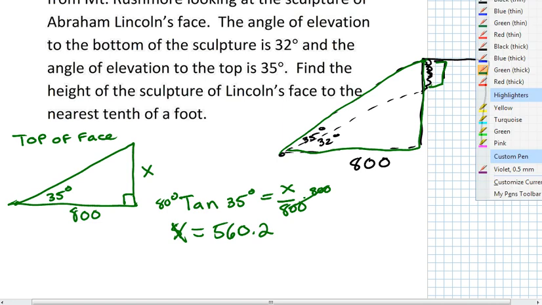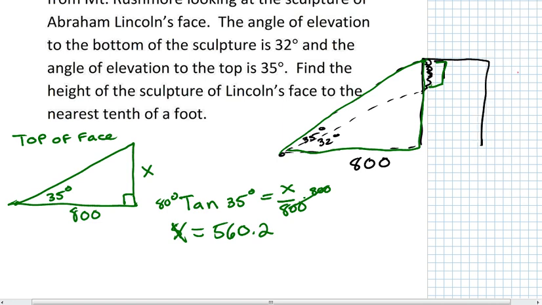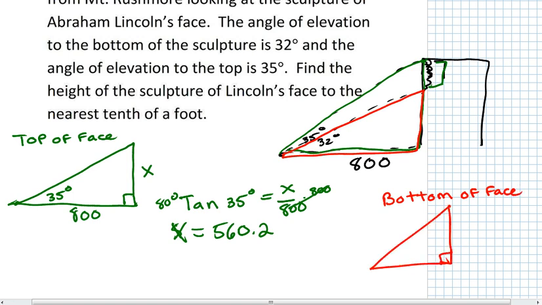But then you also have the triangle that's made to the bottom of his face, right here. So we'll draw that over here, to the bottom of the face. And that triangle, here's 800. If you want to figure out how tall it is to the bottom of his face, that's x, but the angle of elevation is 32 degrees.